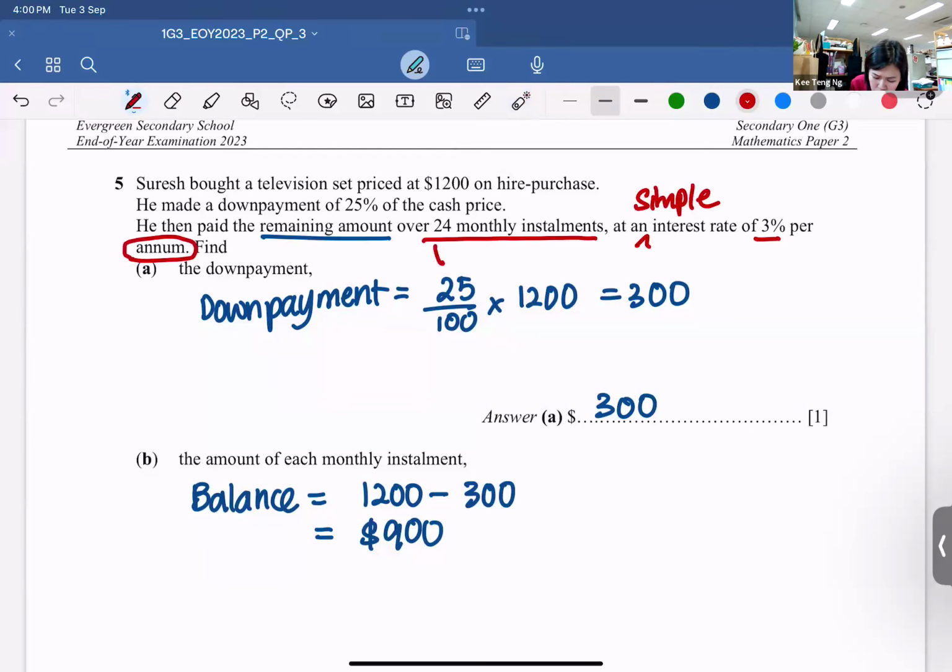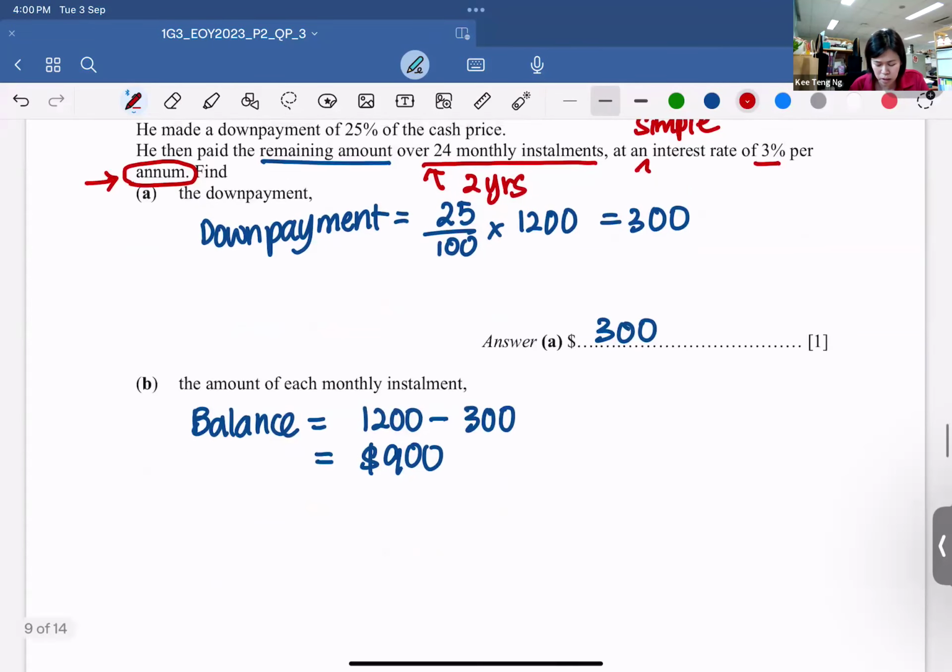Maybe I ask somebody, Yu En, what can I do to 24 monthly installments? Because my interest rate now is in years. What can I do to 24? 24 months is how many years? 2 years. Correct, 2 years. So this is 2 years.